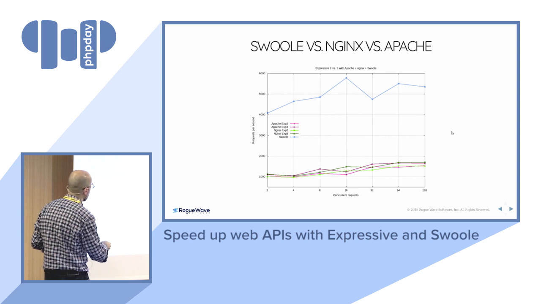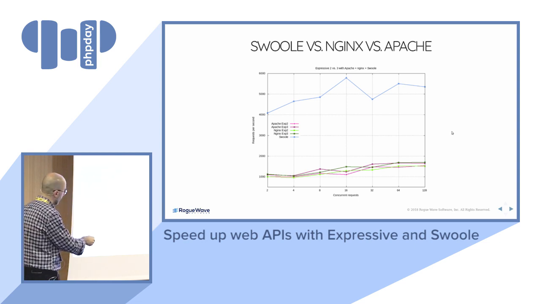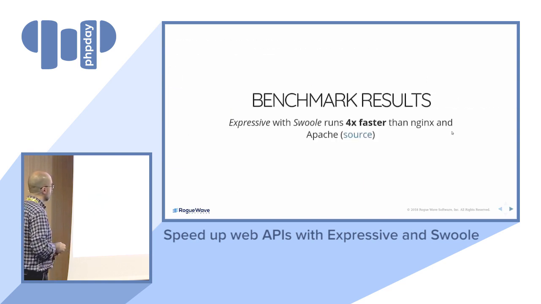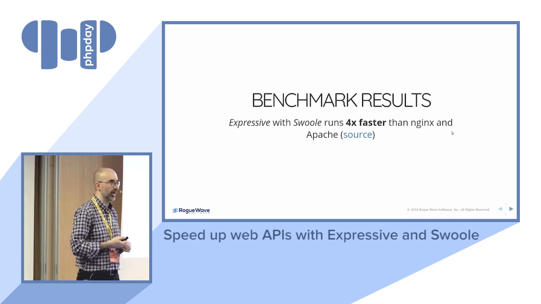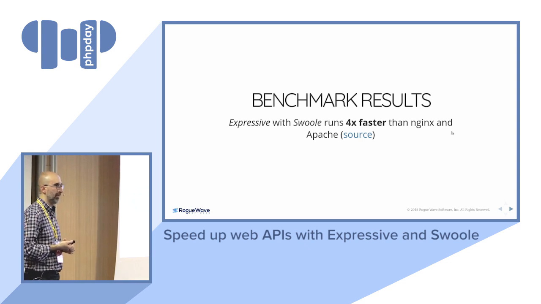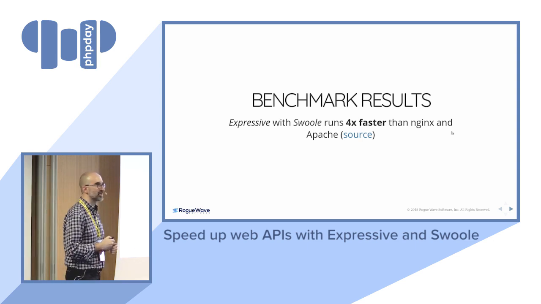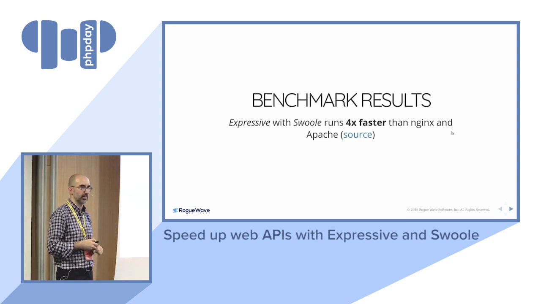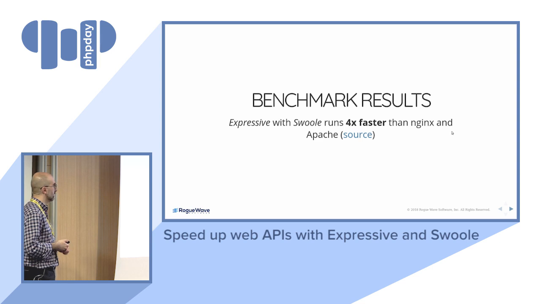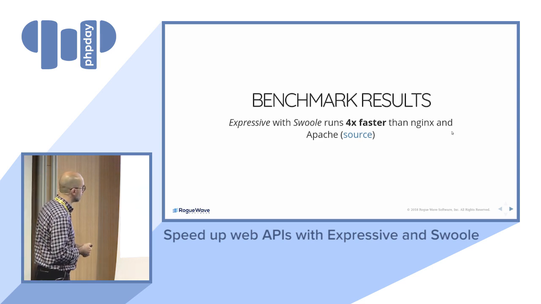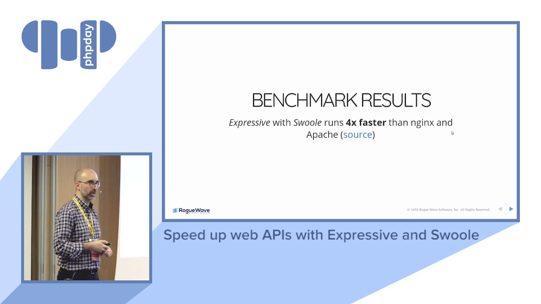But the goal of this diagram is this gap. As you can see, there is a huge difference between the number of requests per second using Swoole and the number of requests per second using Apache or nginx. Basically, the results are this: Expressive with Swoole runs 4 times faster than nginx and Apache. Again, Expressive with Swoole runs 4 times faster. So it's a very, very surprising and exciting technology. I strongly suggest to have a look at it.